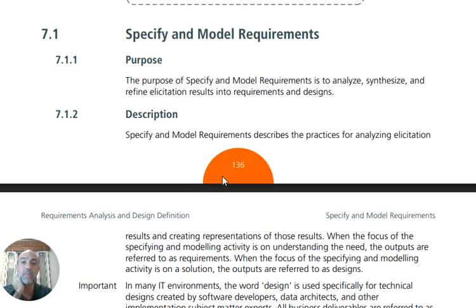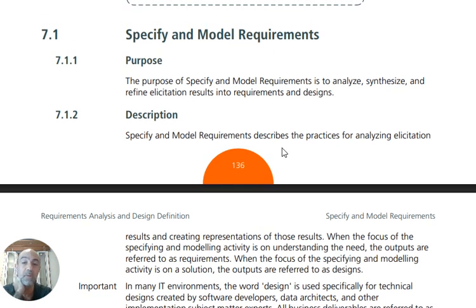Today, we're going to talk about specifying and modeling the requirements. The purpose of this is to analyze and synthesize elicitation results into requirements and designs. The description of it is specifying and modeling the requirements.